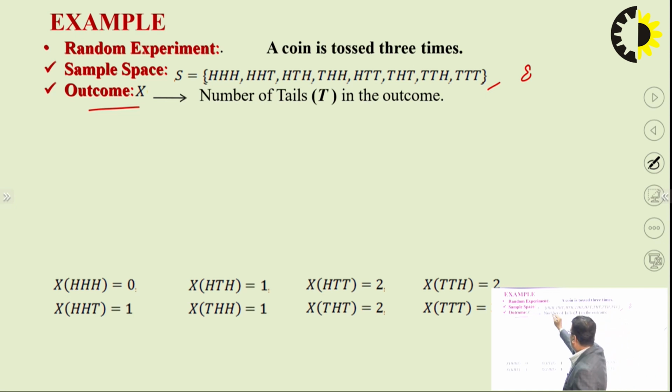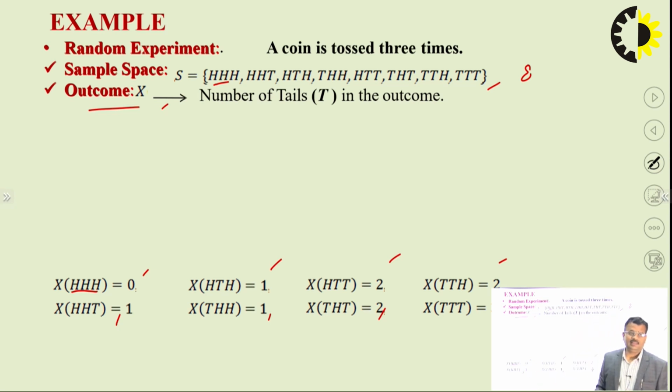So in this sample space, like HHH. Okay. So here, what outcome am I taking? In HHH, I am taking the number of tails, and the number of tails is 0. So what I am writing, X of HHH, okay, the outcome in this sample space is 0. In this sample point 1, 2, 2, and for all 8 possible combinations I am writing the outcome here.